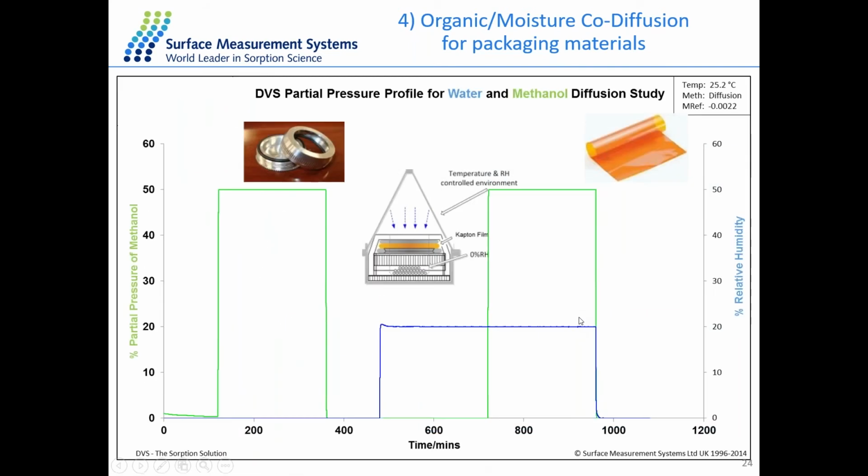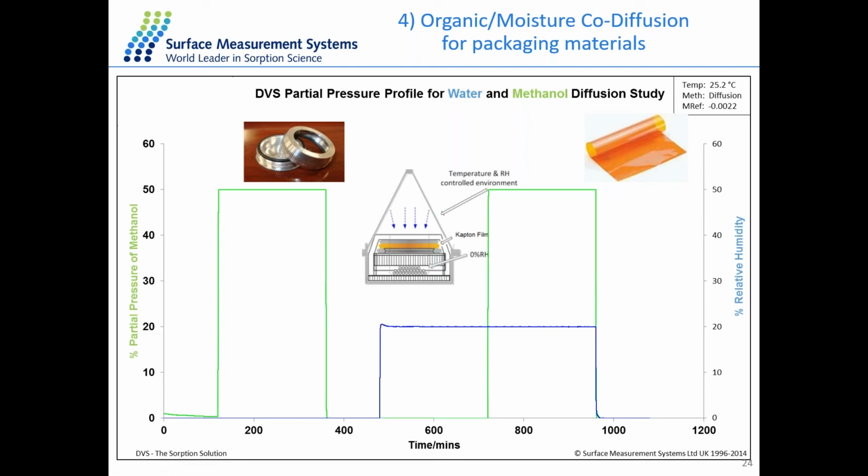And the case study here is about the co-sorption study we perform on some packaging material. As I introduced previously, our resolution system can generate 2 different vapors at the same time, and we can perform the sorption of 2 organic vapors or just 1 organic vapor with some background humidity. So here we have the sorption of both water and methanol, as well as the co-sorption of 2 different vapors.